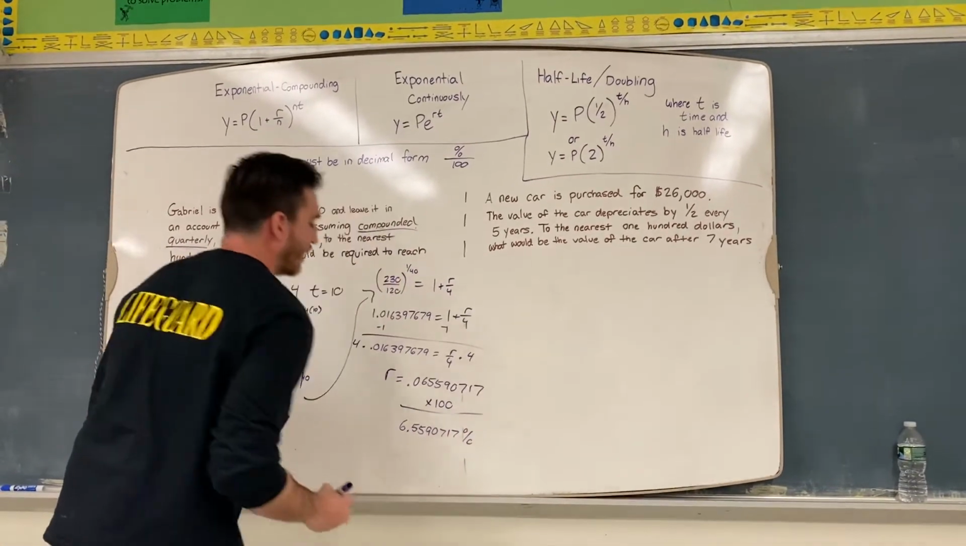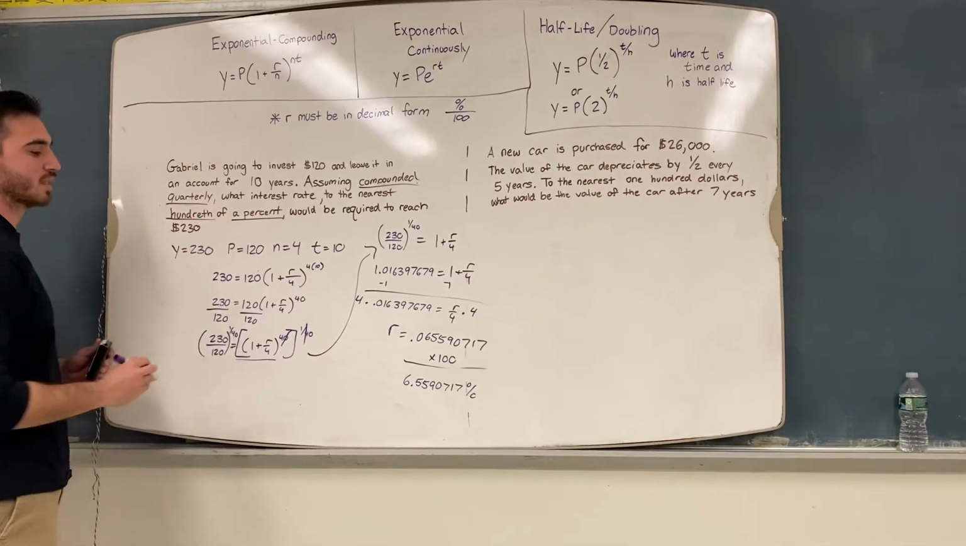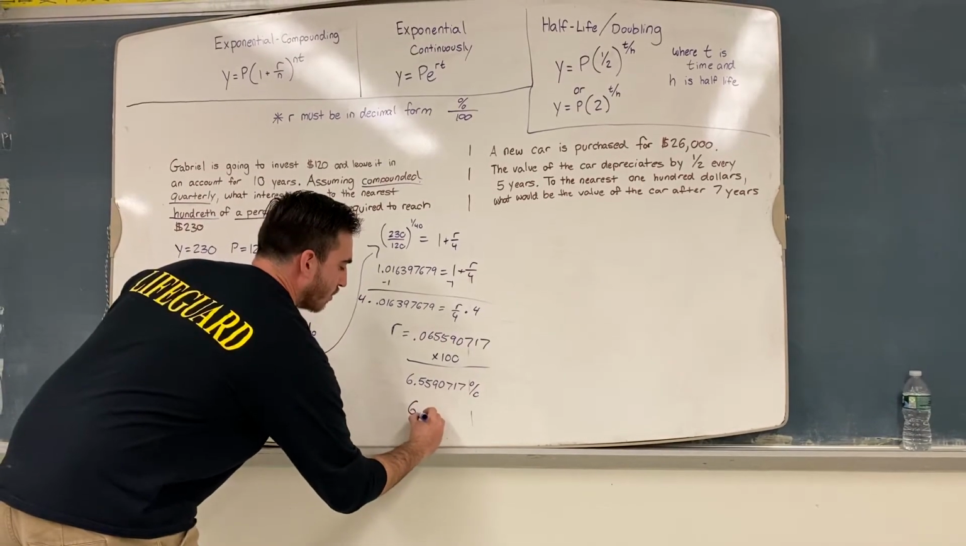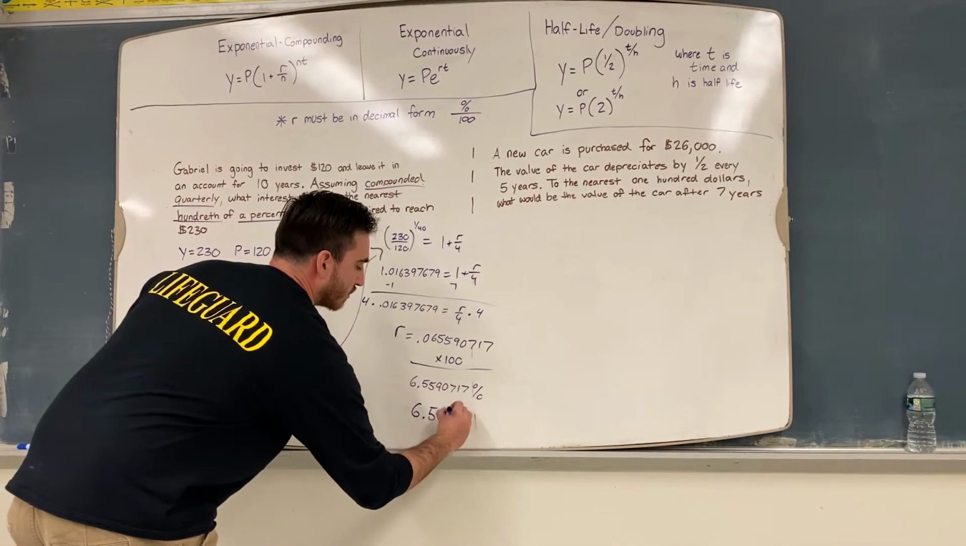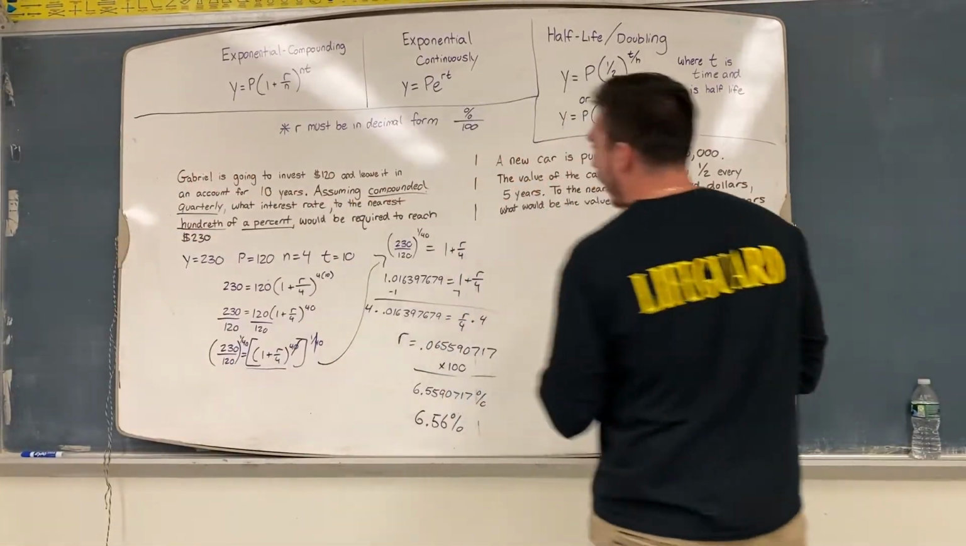And this is going to give me 6.55901717%. And now going back to the problem, it also asks us to round to the nearest hundredth of a percent, which is 2 decimal places. So the correct answer would be 6.56%. So that is solving for our rate.